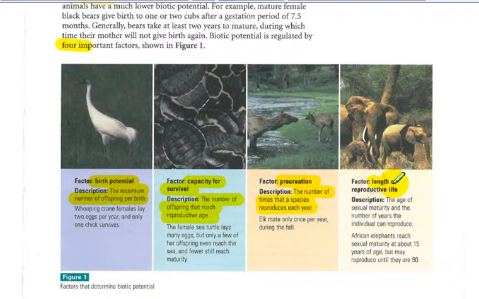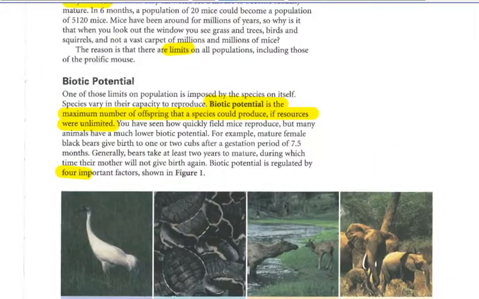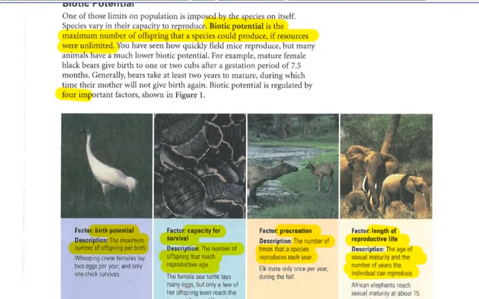Length of reproductive life: the age of sexual maturity and the number of years that you can actually reproduce. The African elephant reaches sexual maturity in about 15 years, but can reproduce until they are 90. Wow. So those are the 4 factors that deal with biotic potential.